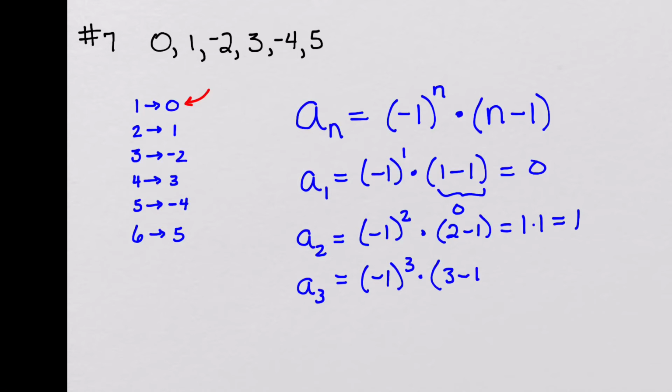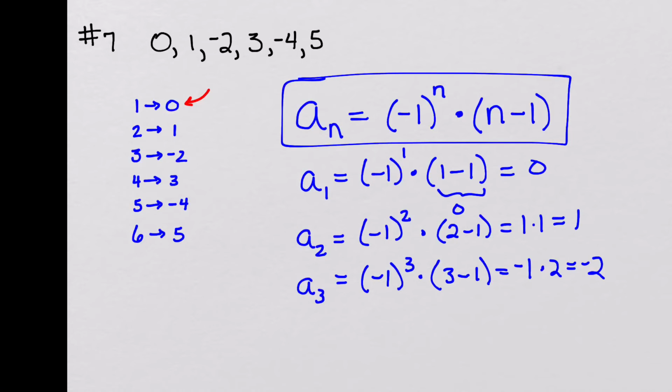But in this case, we've got 3 that we're plugging in, and we get -1 to the 3rd is -1, times 3 minus 1 is 2, and this gives us a negative 2. So we can see that does seem to be working. You can try and check the rest of them, but this is our formula.